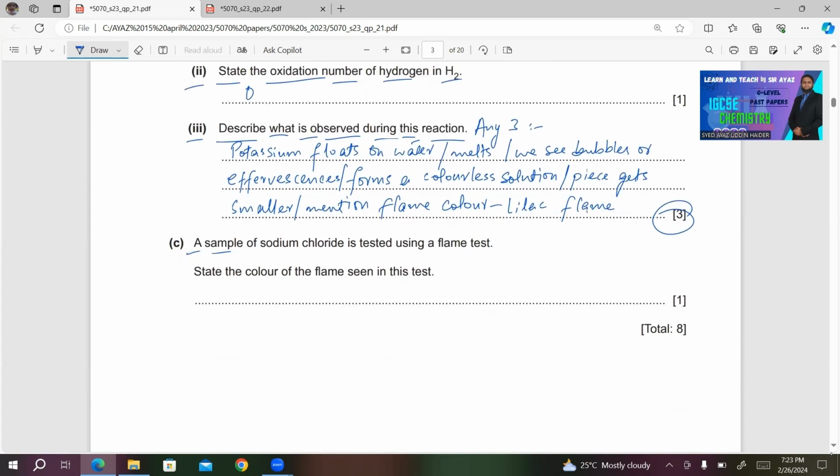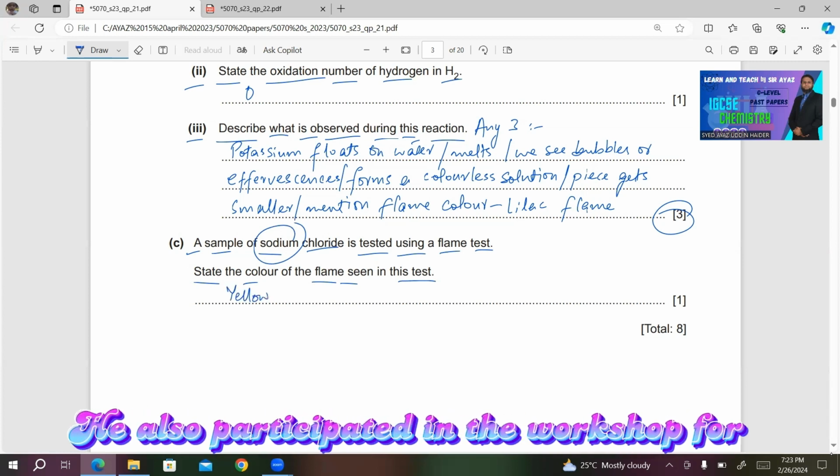A sample of sodium chloride is tested using a flame test. State the color of the flame seen in this test. Now they are asking about the test of sodium in this case, which will be either yellow or orange.